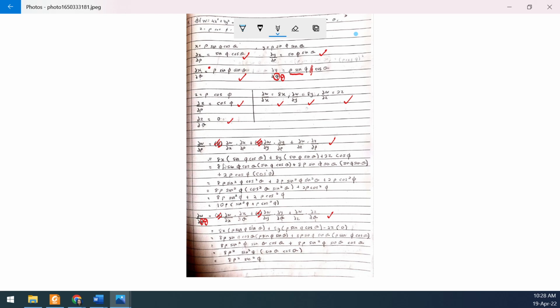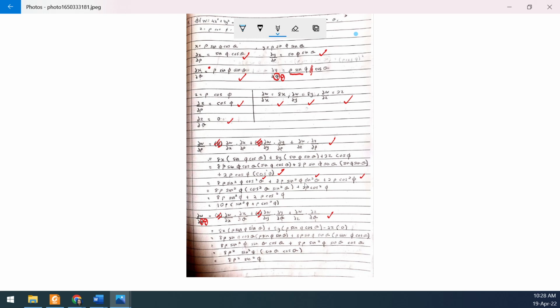Del W del Z is 2Z, okay, del Z del rho is cos phi. Okay, and then plug in x is rho sin phi cos theta. So this is sin phi cos theta, y is rho sin phi sin theta. Okay, sin phi sin theta, z is rho cos phi. Okay, expand, x is rho sin squared phi cos squared theta, this line correct. This term correct. Second term, rho sin squared phi sin squared theta, correct. 2 rho cos squared phi.